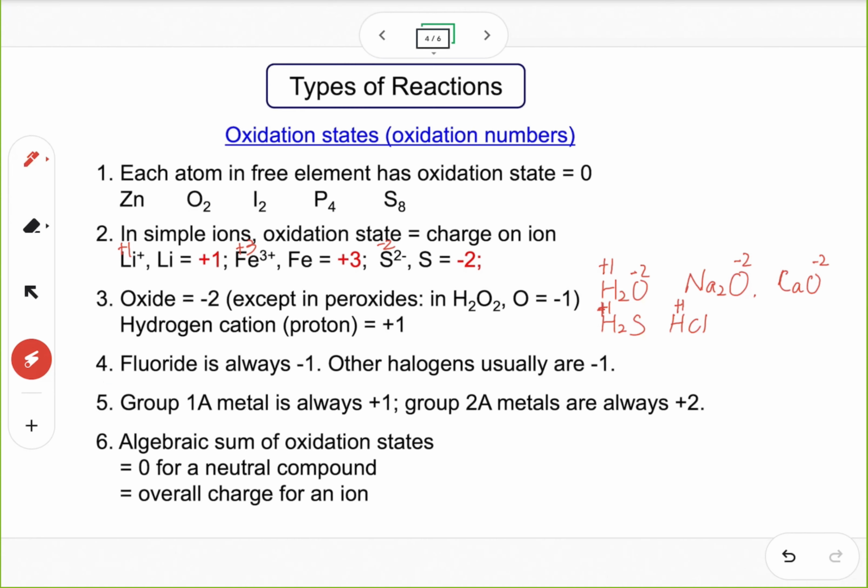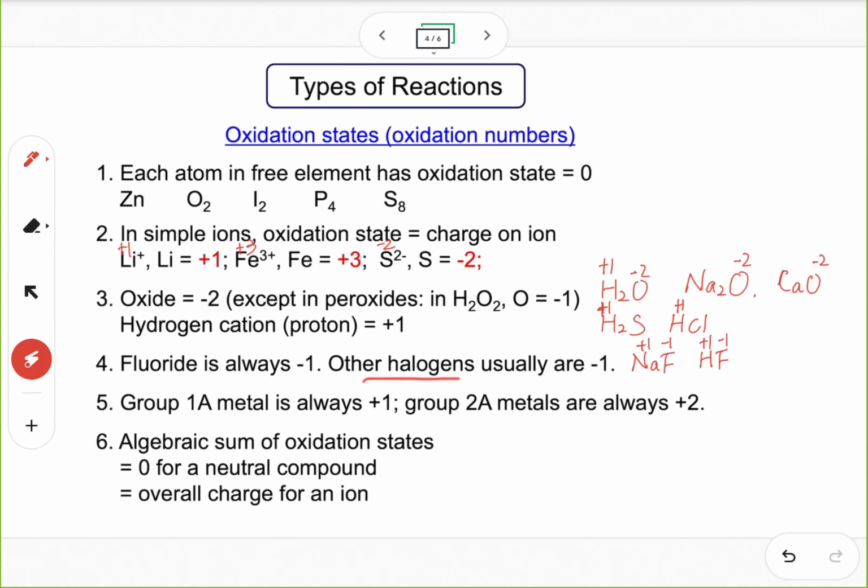Now, rule number 4, fluoride always -1. Fluoride has the highest electronegativity across the periodic table. It always gets one more electron from other species to reach its octet. Therefore, for fluoride, always -1, like sodium fluoride, -1 for fluoride, +1 for sodium. Hydrofluoric acid, -1 for fluoride, +1 for hydrogen. So this is fluoride.